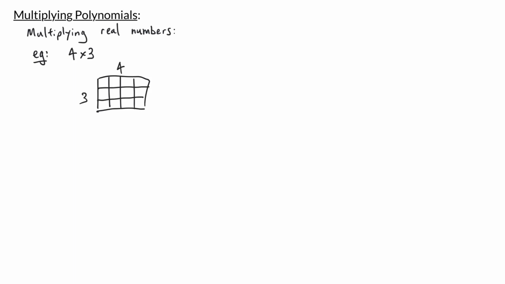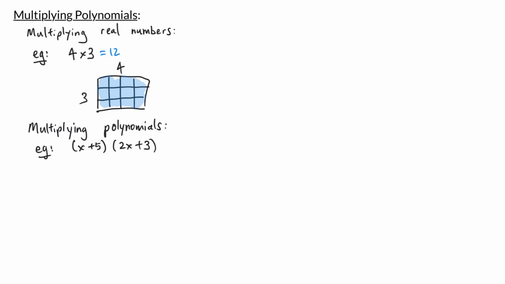The product of 4 and 3 would then be the area of this rectangle. And the area here is 12. So the product of 4 and 3 is 12. We're going to use a similar idea to multiply polynomials. For example, let's take the product of the polynomials x plus 5 and 2x plus 3.